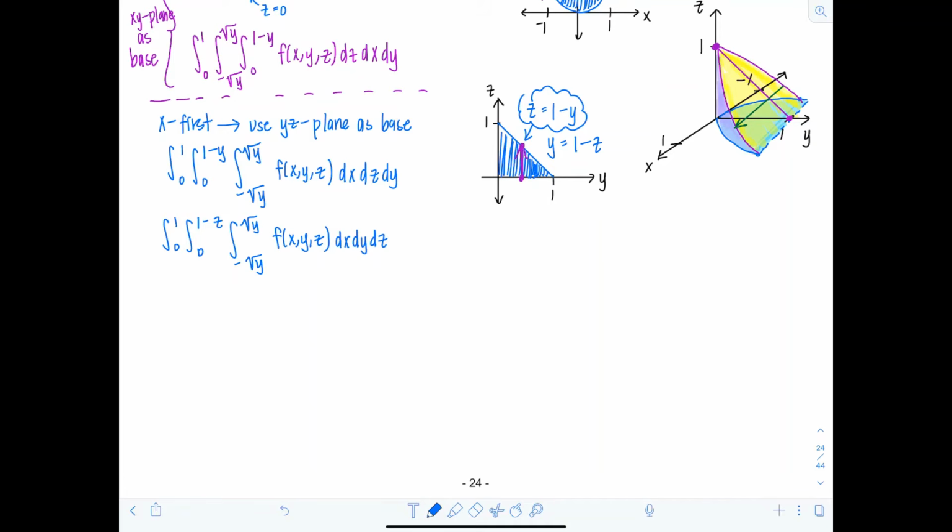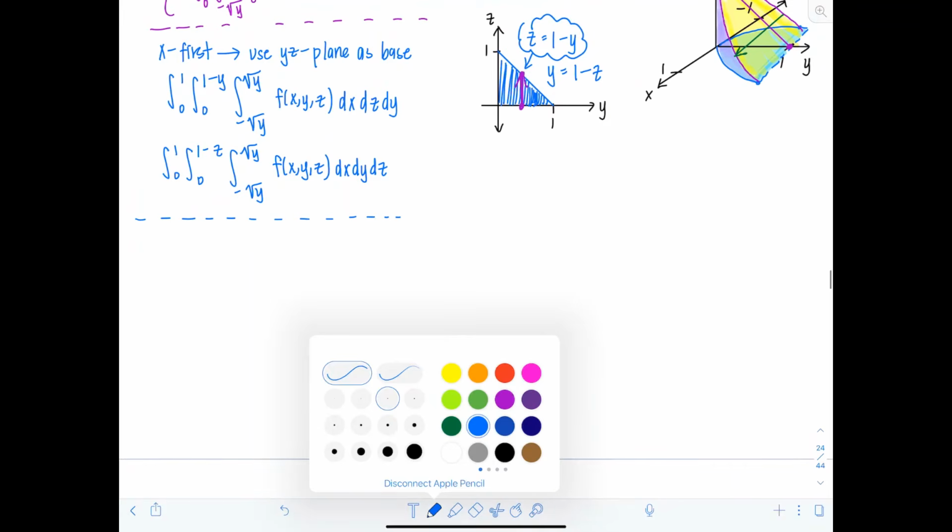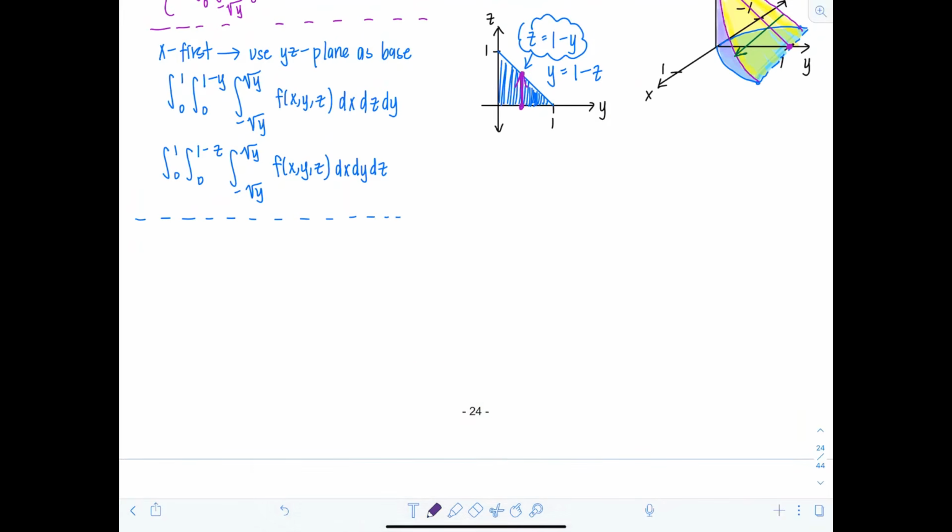So good. All right, only one more left. Are you ready? Okay, so what's left? We're going to do y first, and use the projection of the solid in the xz plane as the base.